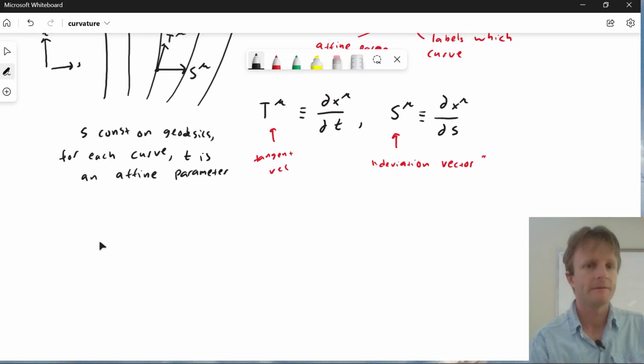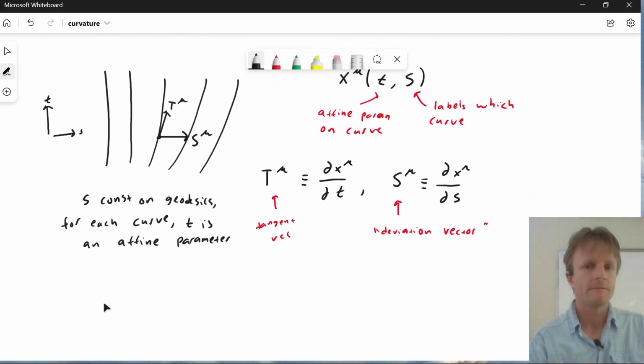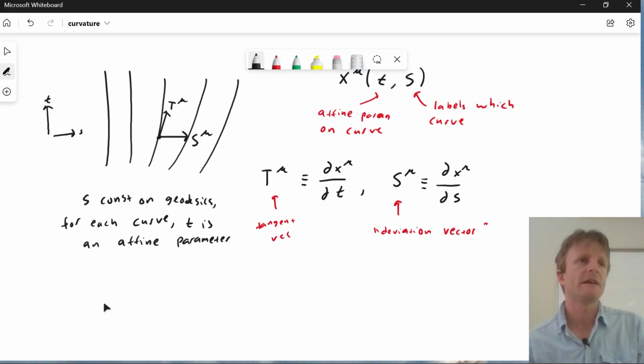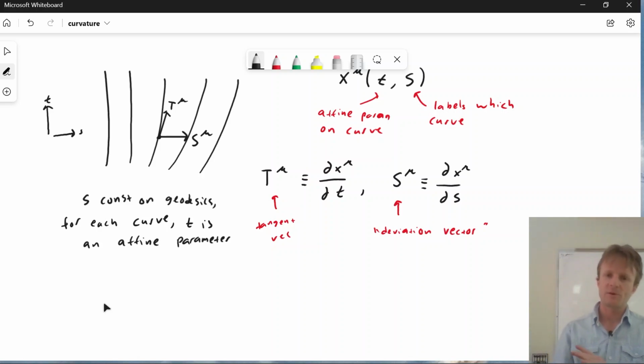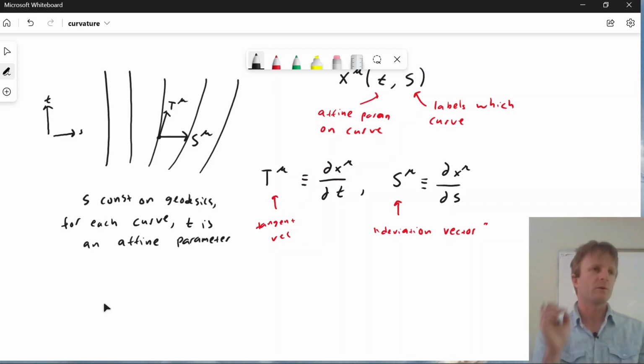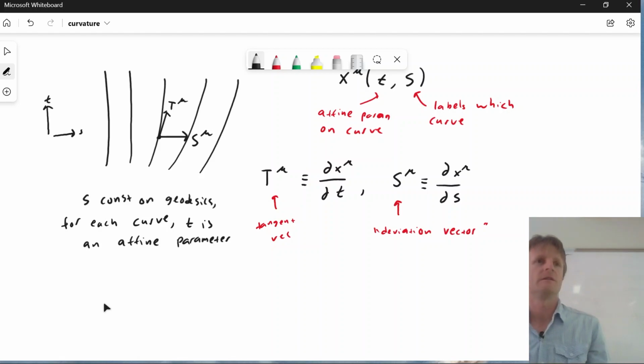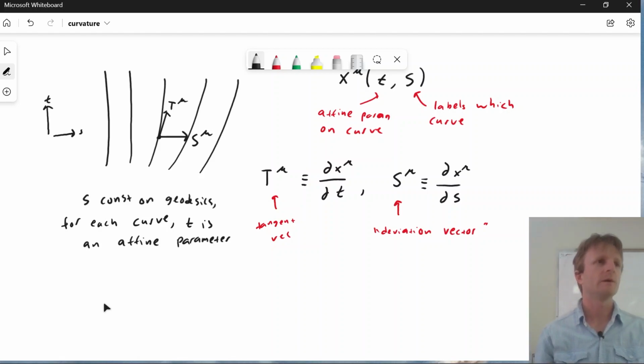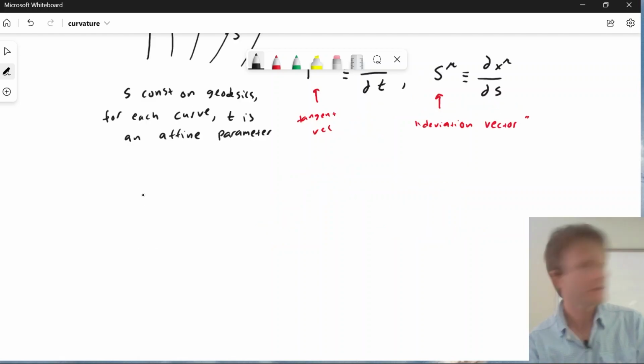Like you said, s is constant, right? Isn't that what affinely parameterized means? No, it means the tangent vector: the length of t mu is constant along a curve. That's affine parameterization. The length of s mu will not be constant because the geodesics are deviating and s mu is proportional to the deviation. They're going to spread out just like I drew it. Okay, so let's do the derivation.